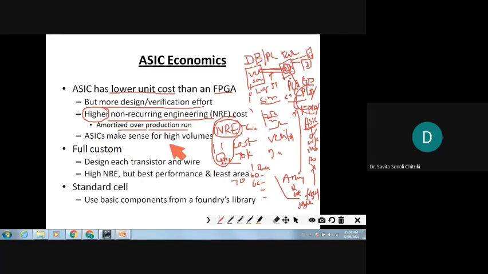ASICs make sense for high volumes. Only if there is high volume. After working so hard to design a washing machine, if only 10-20 are sold in the market, you will not get any advantage. So ASICs make sense for high volumes, right?